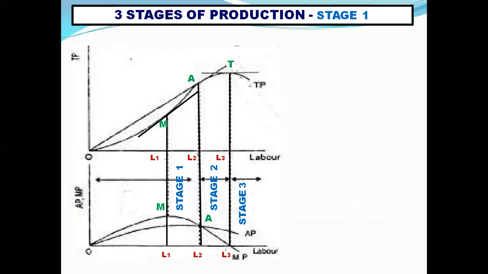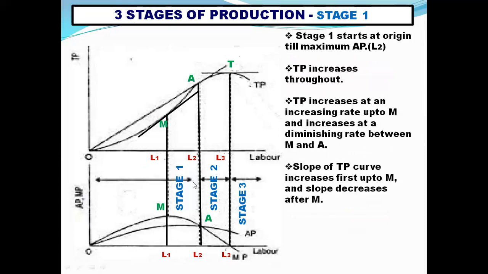Now we come to the 3 stages of production. Now, first stage, it starts from the origin, right? And it continues till AP is maximum. See here, till here, AP is maximum. So first stage continues till L2 units of labor, right? Till AP is maximum. In stage 1, what happens? AP is increasing throughout, right? TP is increasing throughout, right?